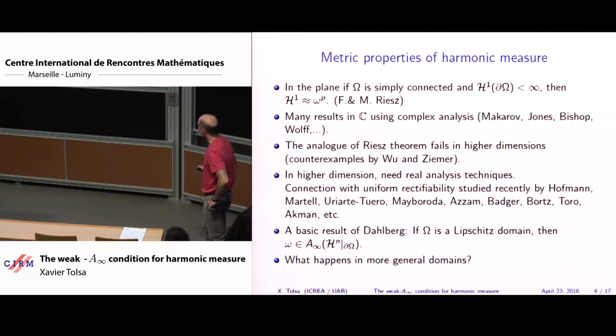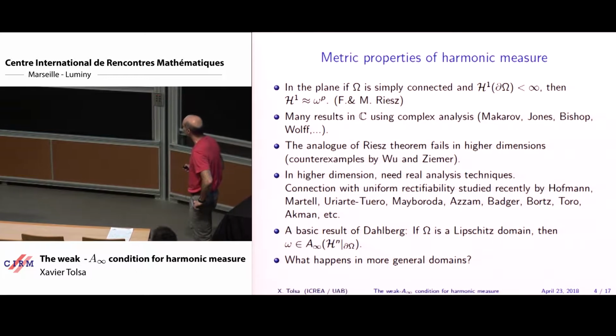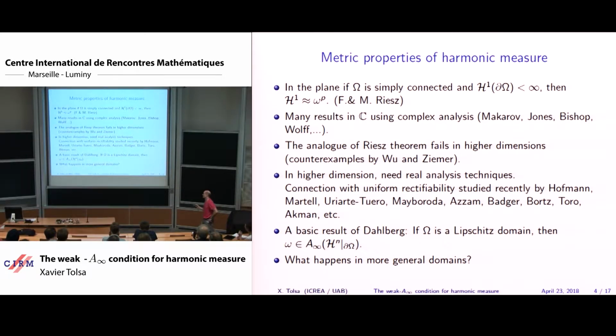Okay, so in fact, not only this, there is a more precise result saying that it satisfies a reverse Hölder inequality with an exponent 2. And then a natural question is what happens in more general domains without assuming omega to be Lipschitz.